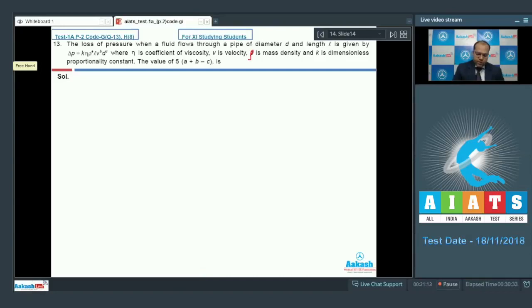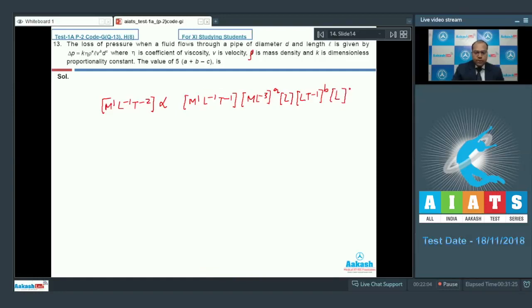So if I write the dimension of pressure, that is M1 L minus 1 T minus 2, and this is proportional to the dimension of viscosity, M1 L minus 1 T minus 1, into density. So the dimension of density is mass per unit volume, so M into L minus 3 raised to the power A, into L. So that is L into V. So the dimension of velocity is meter per second, so L into T minus 1 raised to the power B, into D. D is the diameter. So that is L raised to the power C.